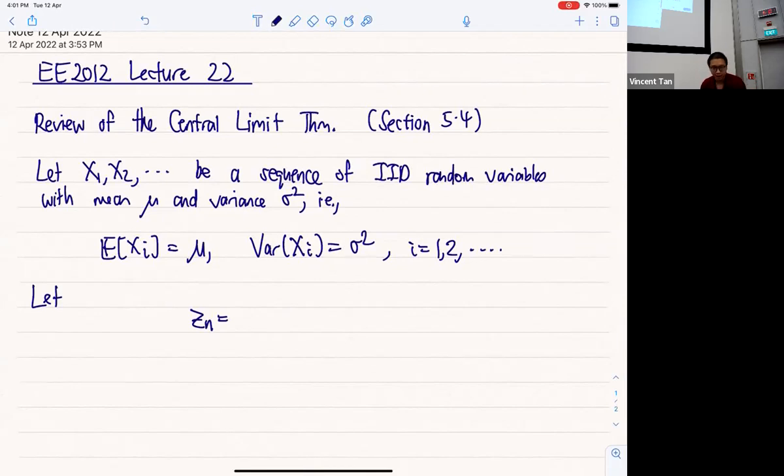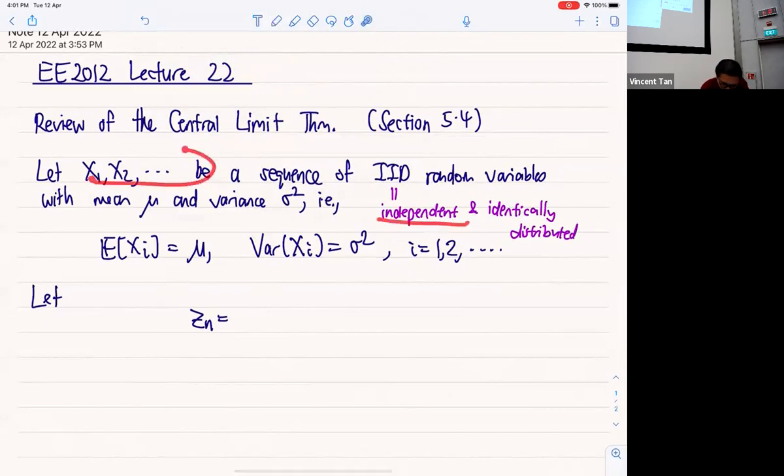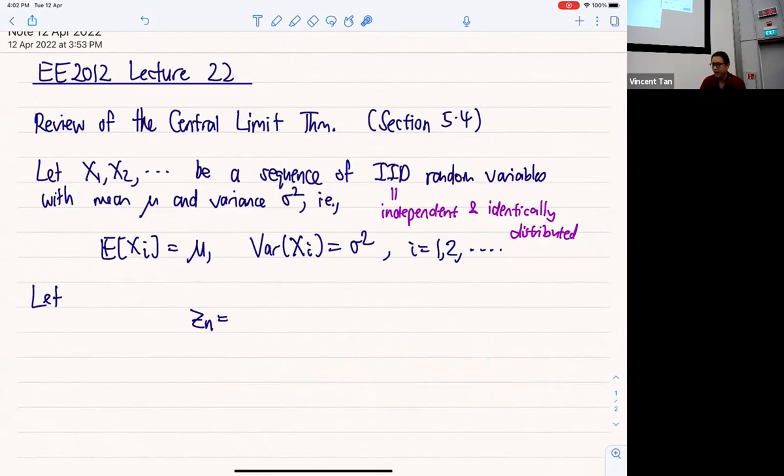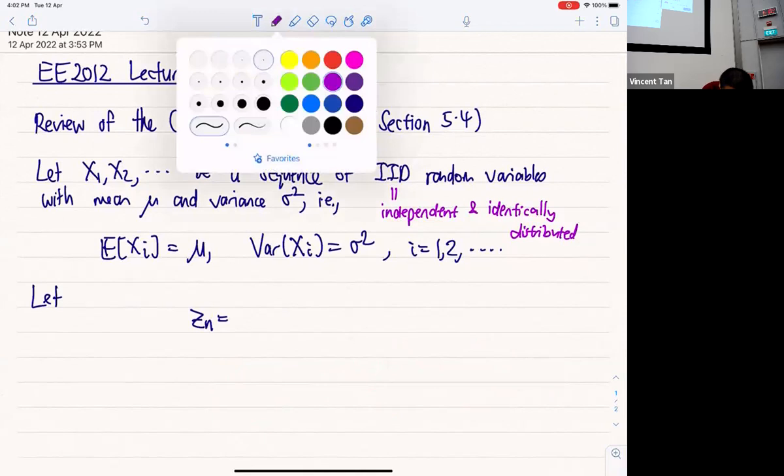So what is the central limit theorem? The central limit theorem concerns a sequence of IID random variables. This is an acronym that stands for independent and identically distributed. By now, you should know what independent means. It means all the random variables are mutually independent: their joint probability mass function or probability density function factorizes. If I take any two of them, say x1, x2, then it factorizes into f of x1, f of x2. That is the meaning of independence, and we can do this for n random variables.